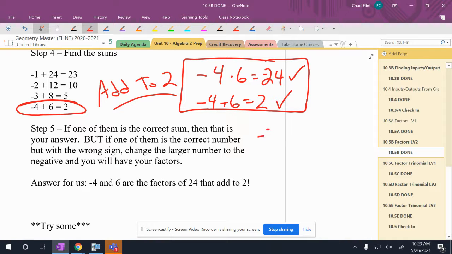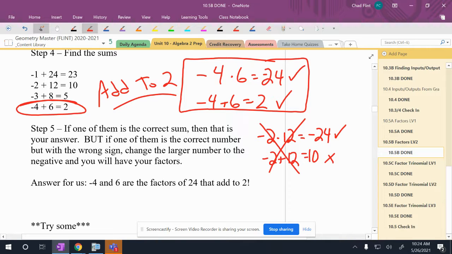If I do negative 2 times 12, I get negative 24. That worked, but negative 2 plus 12 is 10. That's not what I wanted. So that's why it's not negative 2 and 12.